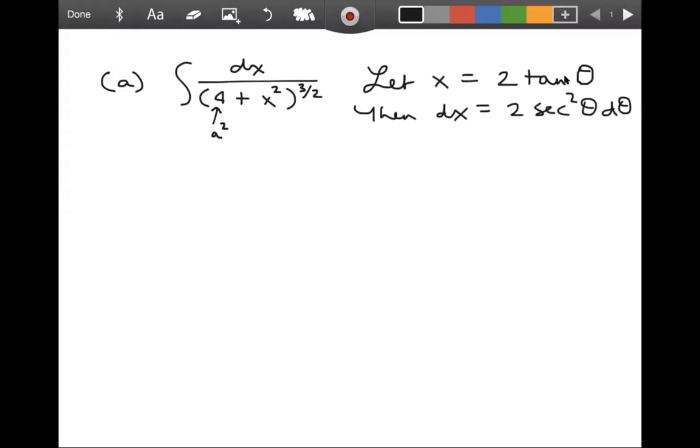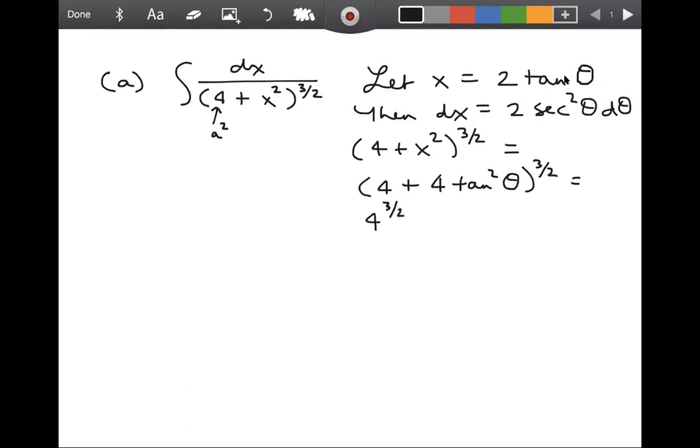So now let's talk about 4 plus x squared to the power 3/2. That's going to be 4 plus the square of 2 tangent theta, which is 4 tangent squared theta. All right, so now what I'm going to do is factor out this 4. Remember, the 4 is raised to the power 3/2. So that's going to be 4 to the power 3/2 times 1 plus tangent squared theta to the power 3/2.